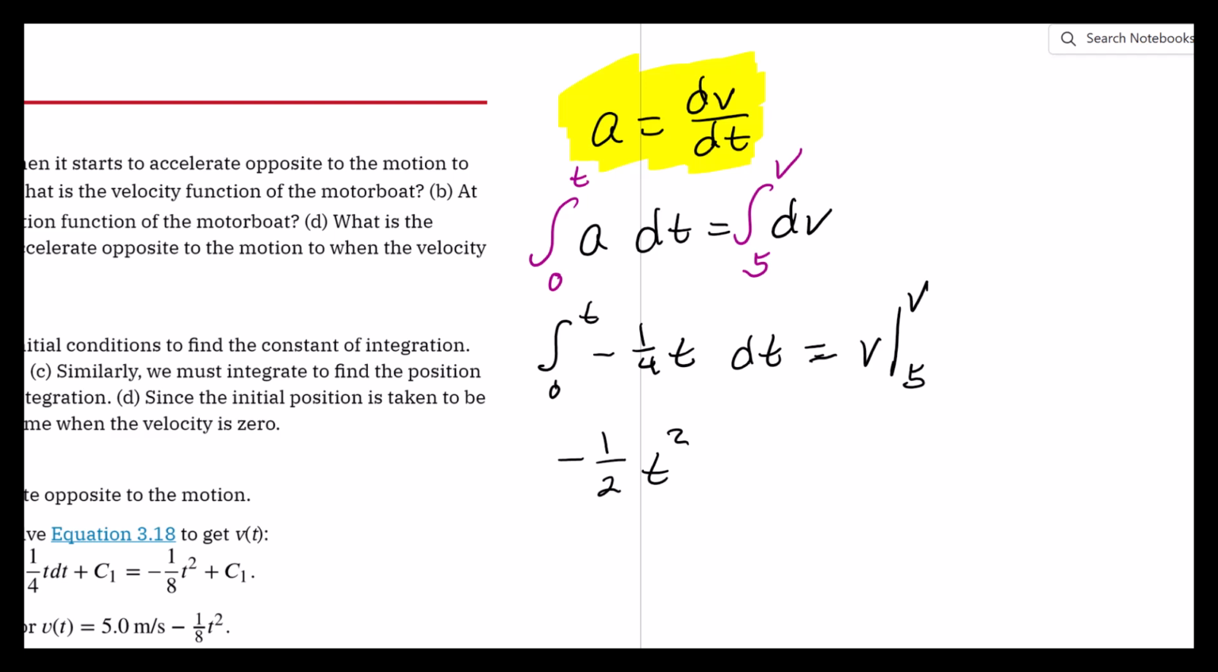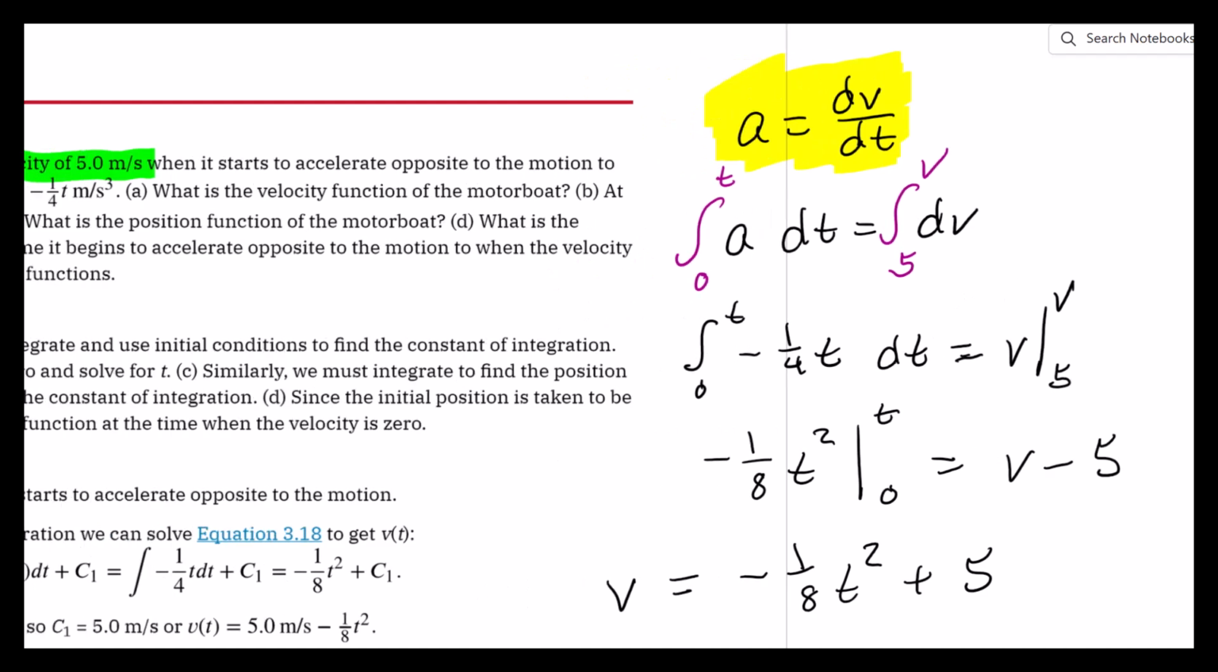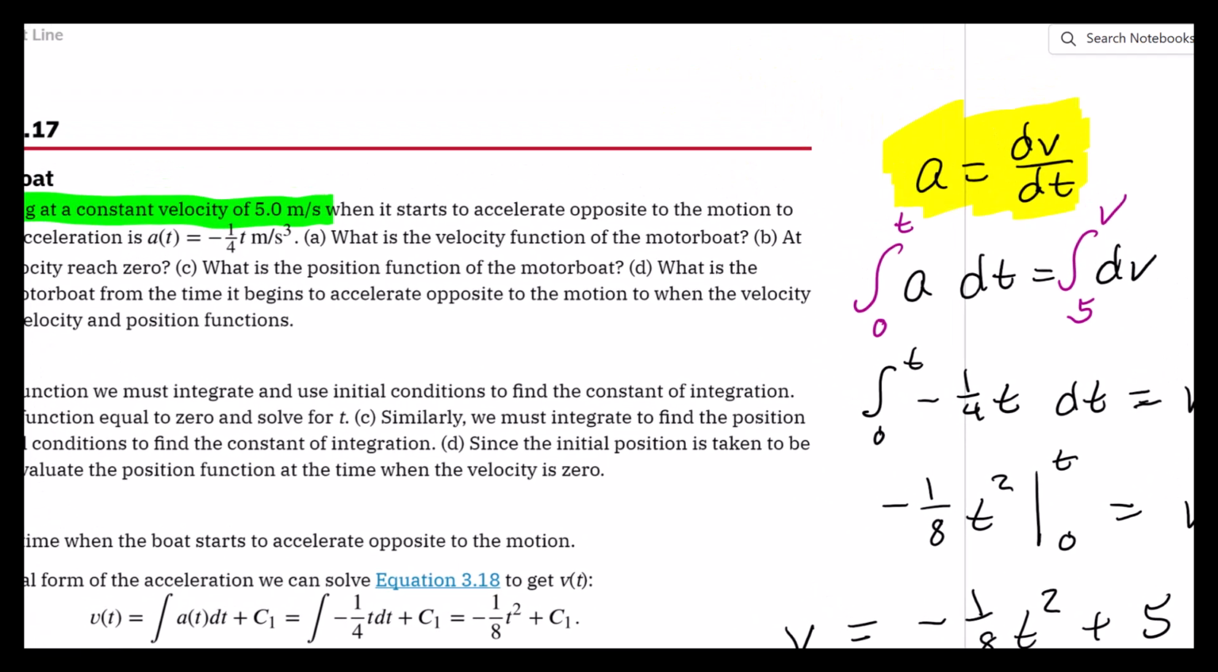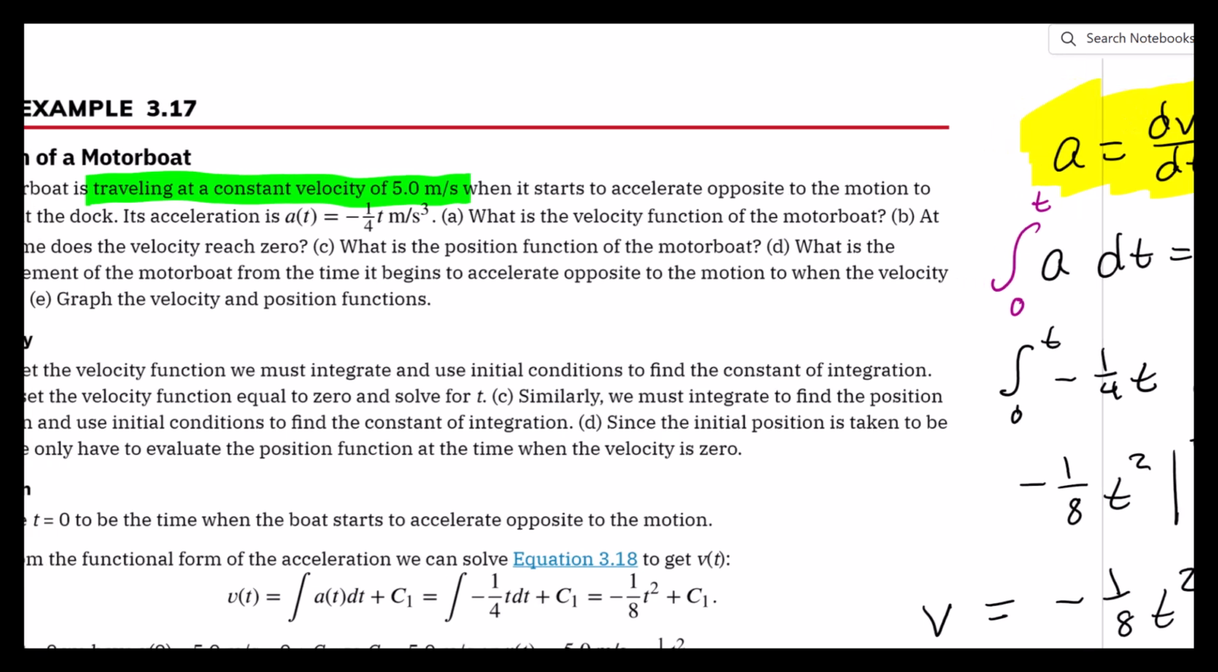No, that's the opposite direction of the way I wanted to go, right? Because that's 8, because 2 times 8 makes 1/4. Yeah, okay. Evaluated from t to 0, and that's v minus 5. It's -1/8 t squared plus 5, and that equals velocity. Did I get that right? Yeah, okay. So what is the velocity?